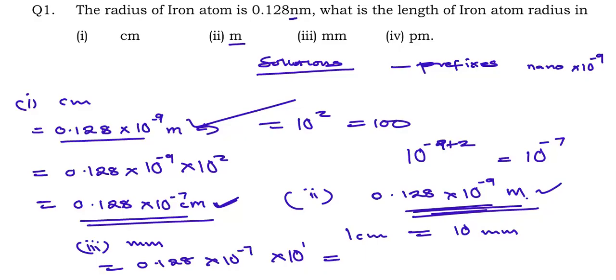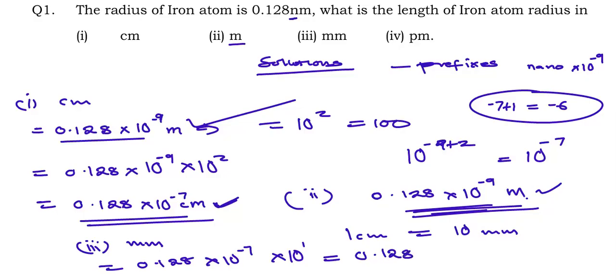We are going to have something like negative 7 plus 1. Okay, so we are going to have negative 6. Very simple, guys. I don't know how someone can struggle answering this kind of equation. Times 10 to the power negative 6.